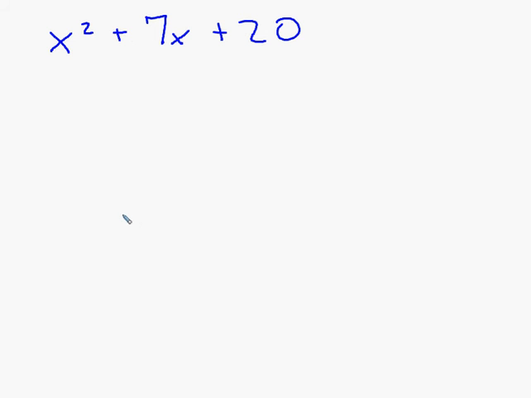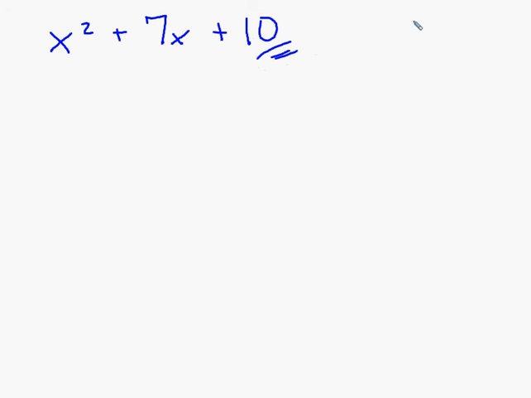Okay, let's do that one. Walk me through it. You start with the last one. Okay, and what are those factors? 1 times 10. 2 times 10. 4 times 5. And how are we going to get a 7 out of that? Because I'm dumb. Hold on. I did not mean a 20 there. I meant a 10.